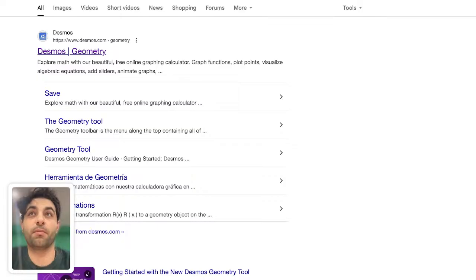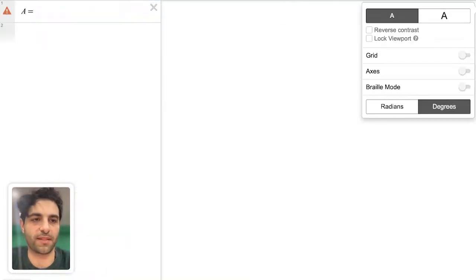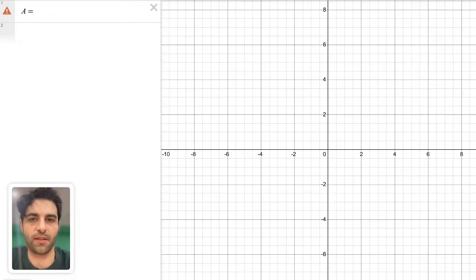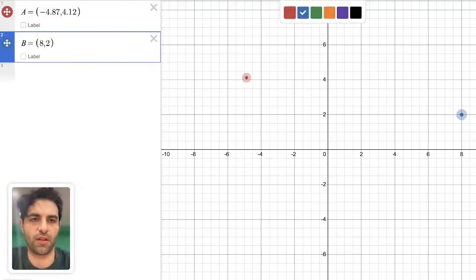This is a little bit better for this kind of stuff. So I can just put in A. You can still show the axis and everything, so grid, axis, everything. A is like (3, 2), (3, 4), whatever you like. Put it wherever you like. And then B is (8, 1), (8, 2). I'll just change that color to be red as well.